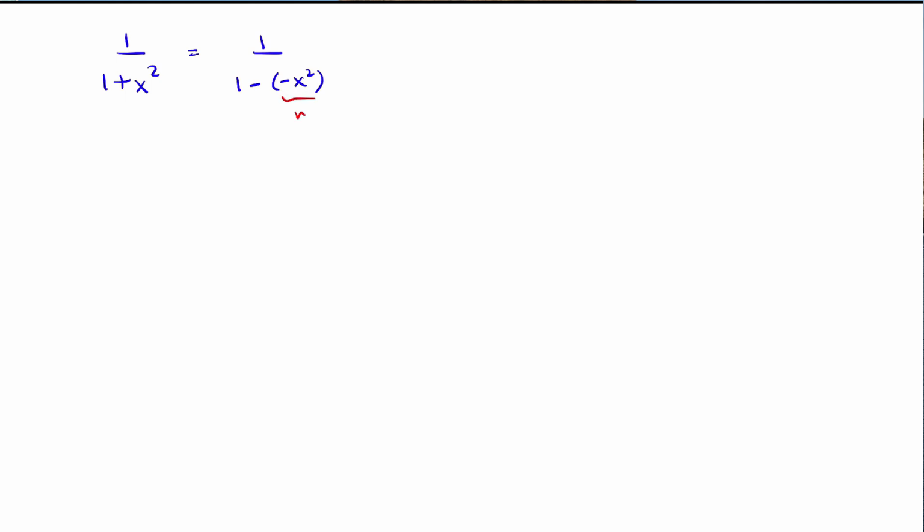This is our r. So when I go back and write it as a geometric series, I write it as a sum, starting at n equals 0 all the way to infinity, and I take my r and put it to the nth power. This is what we have. Now, from here, we can use our geometric series theory to know the interval of convergence.